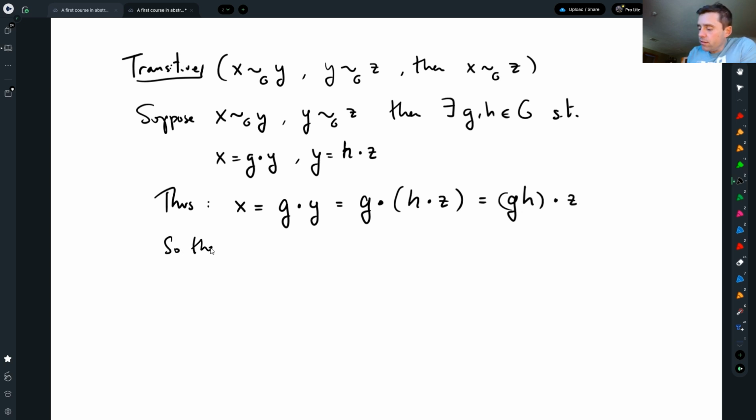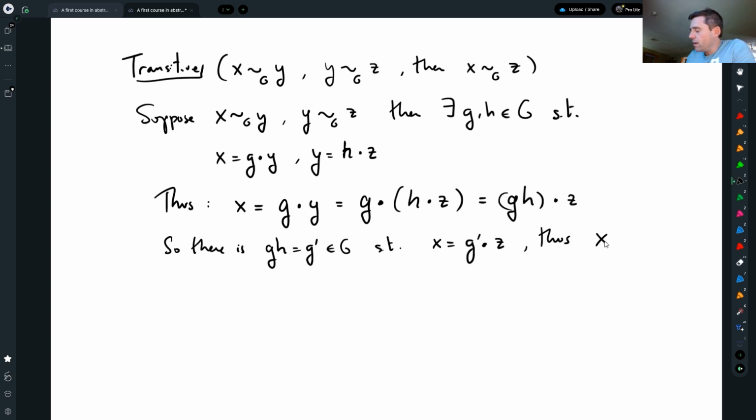There is an element in G. G is closed, so G times H is in G. So there is G times H, some G prime in G, such that X is G prime times acting on Z, and therefore we have proved that X is also equivalent to Z. So this shows that G equivalence is an equivalence relation, and whenever you have an equivalence relation, you can define the equivalence classes.